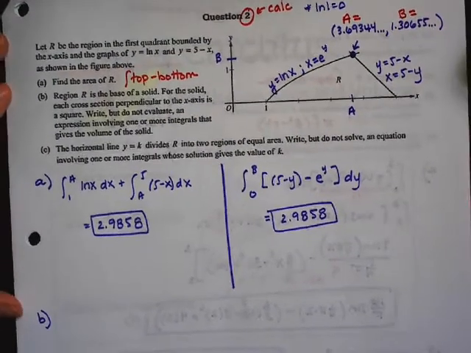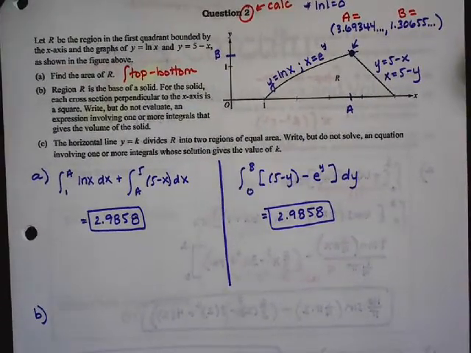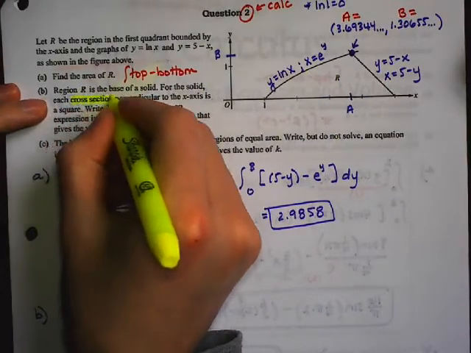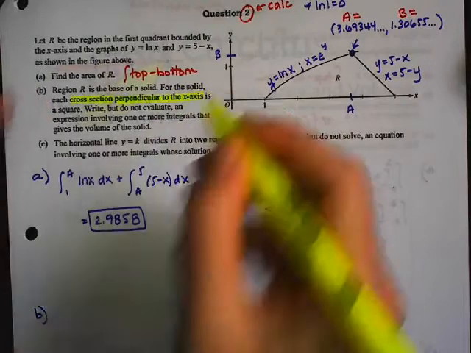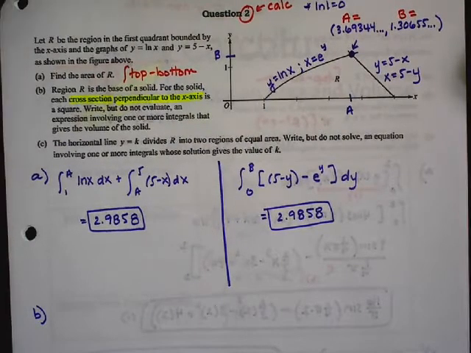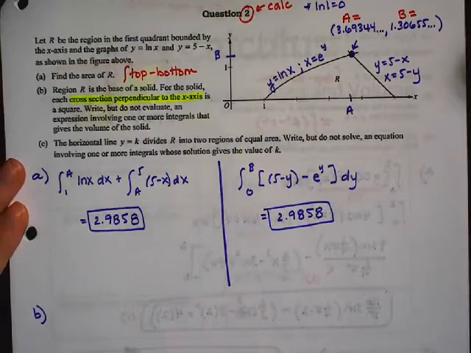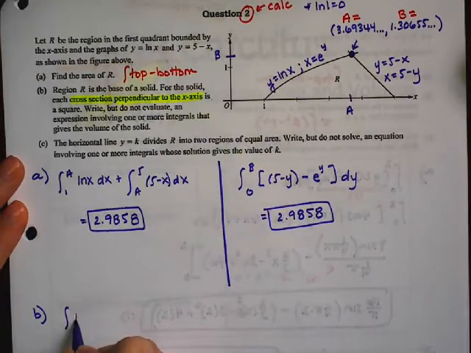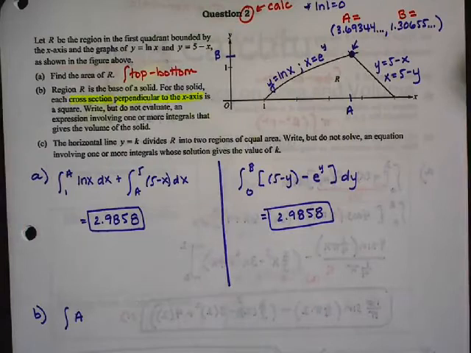Okay, part B says region R is the base of a solid. For the solid, okay, here's my key word, cross-section perpendicular to the x-axis is a square, right? But do not evaluate an expression involving one or more integrals that gives the volume of the solid. Okay, so we've got some key information here. We're doing cross-section problems. Well, we know for volume by cross-sections, we're going to integrate the value of the area of a cross-section. What we're really doing is adding together a ton of little slivers that are areas that are going to build together to create a volume.